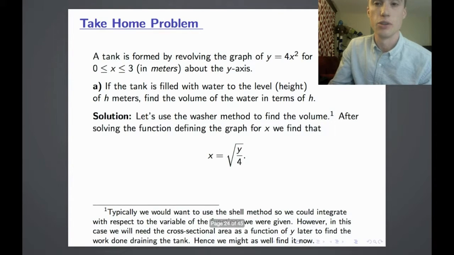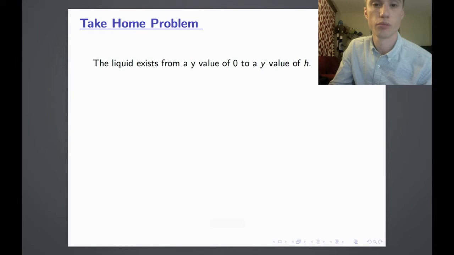So we need to integrate with respect to y, since we're revolving about the y-axis, and so we need to solve our function for a function of y. It's a simple matter of dividing both sides by 4 and taking a square root, and we get x is equal to the square root of y over 4. So we need to figure out our bounds.